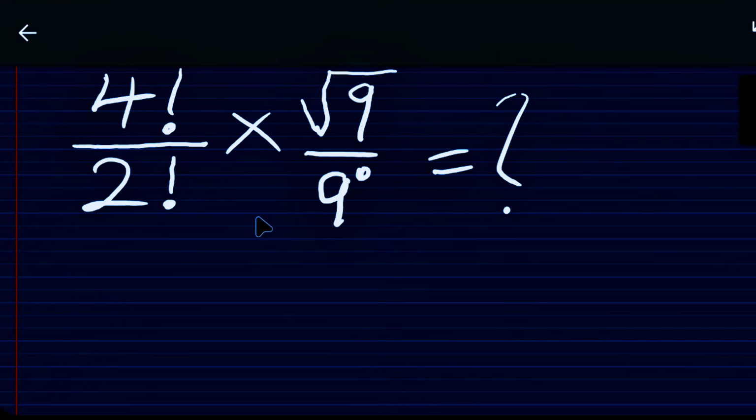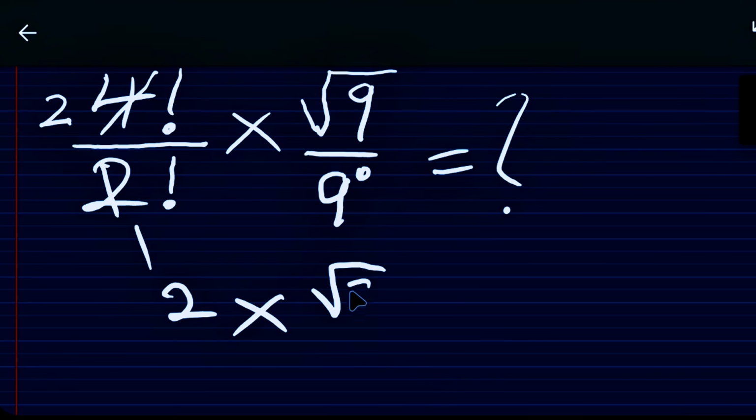This given expression, most students got this particular question wrong. Now, what did they do? What they did was to use 2 to divide itself is 1. 2 divide 4 equals 2. So they wrote this expression as 2 multiplied by square root of 9, then divide by 9 exponent 0.